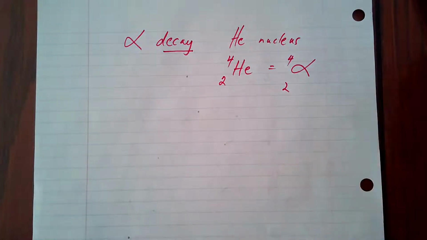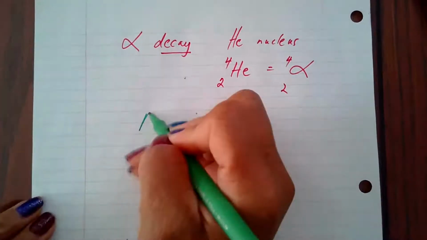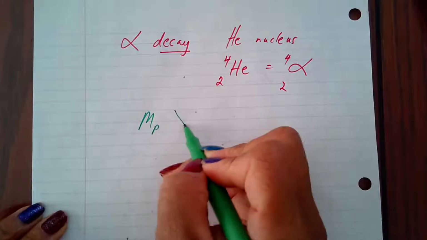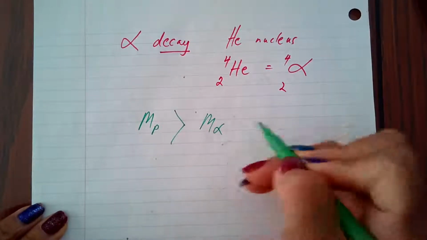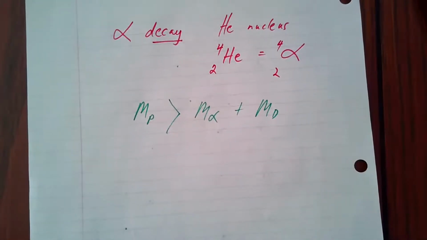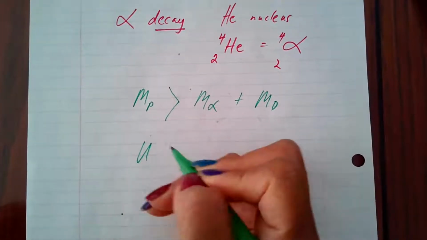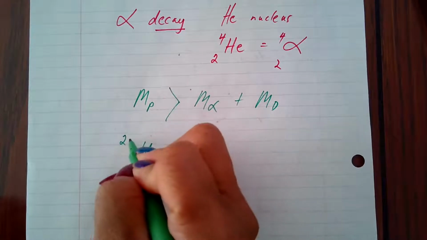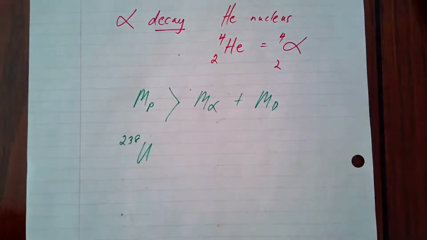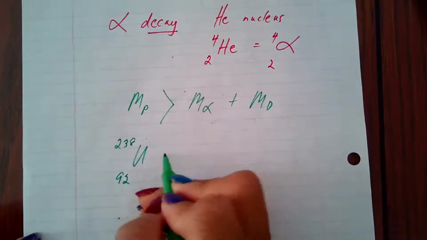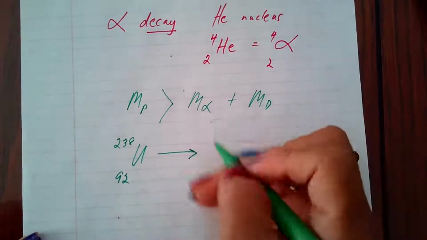Also can be written this way. Now I mentioned in the previous video that the mass of the parent nucleus is greater than the mass of the alpha plus the mass of the daughter nucleus. Let's take a look at one particular example here, uranium. It's a very unstable nucleus because it's very large. So you have 238 nucleons, 92 atomic number, undergoing an alpha decay.